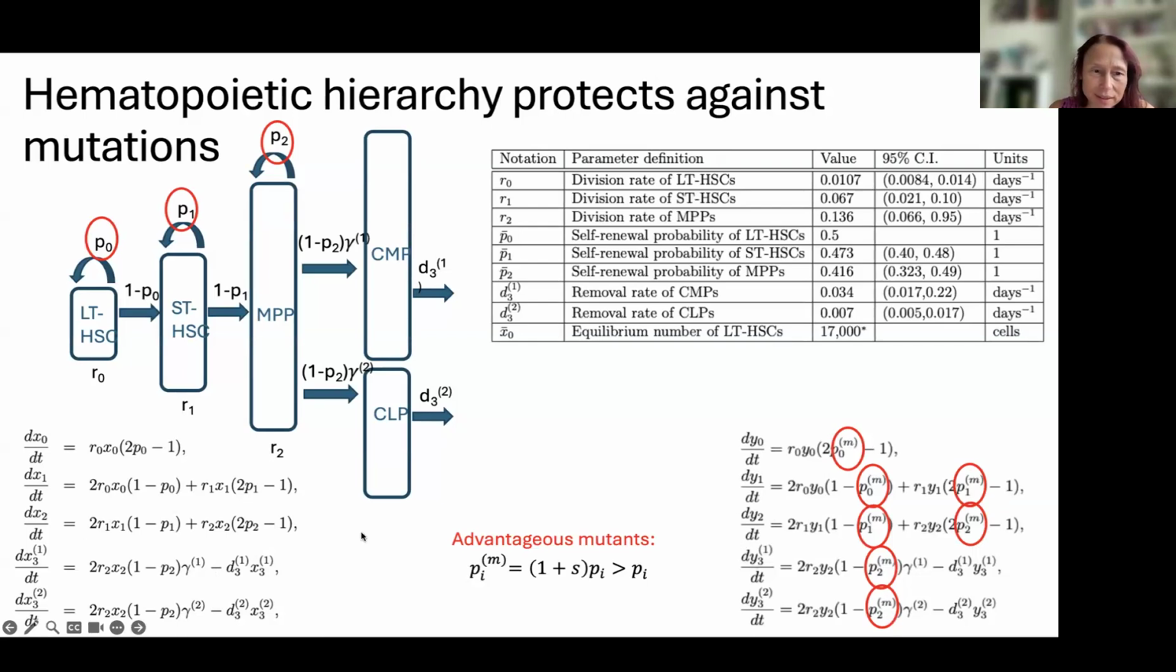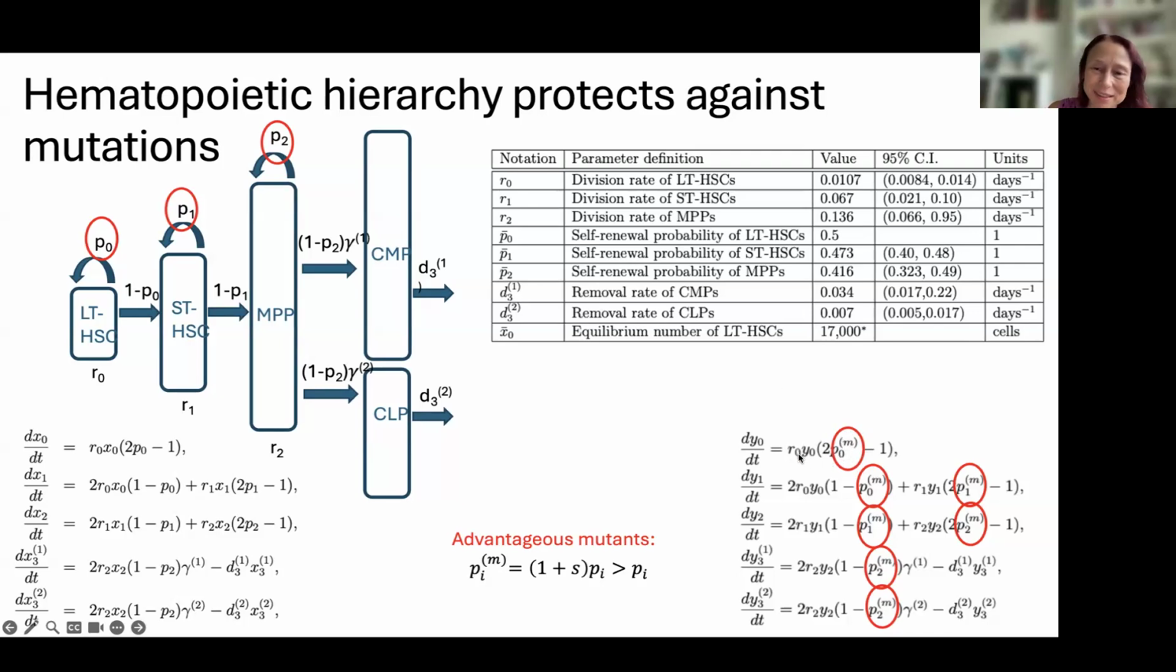Now, all the rates are now functions of X plus Y, the total number of cells. And the equations for mutants have the same structure as the equations for wild types, but they may have different parameters. So what are the parameters here? There are really 2 types of parameters: the division rate and the probability of self-renewal, P, right?